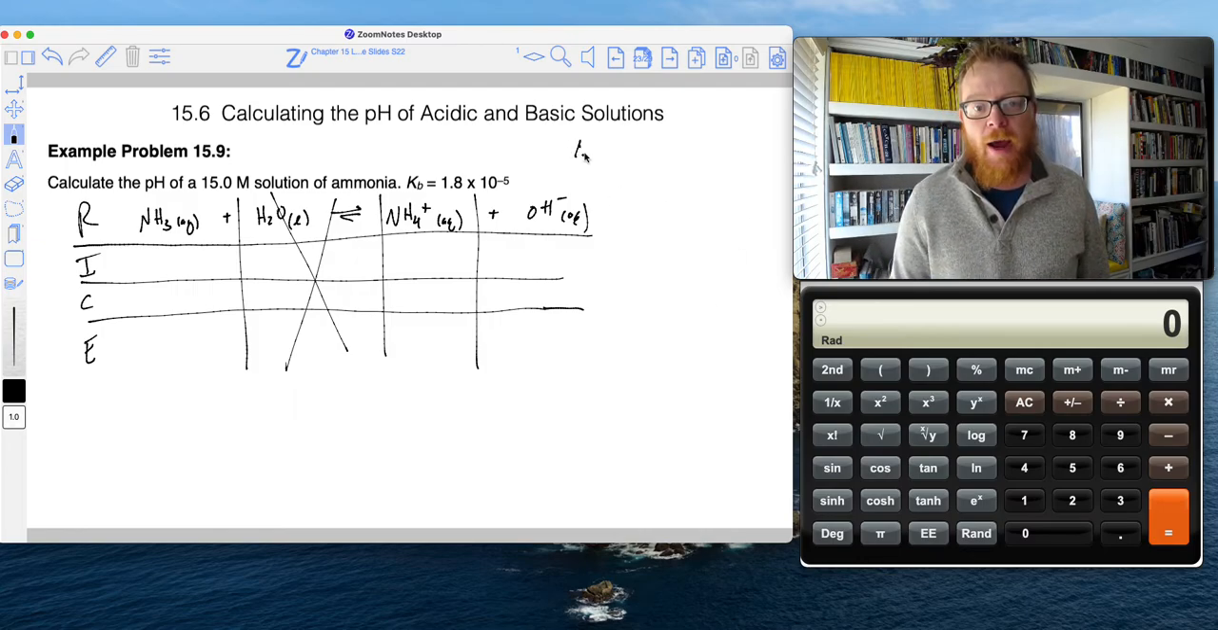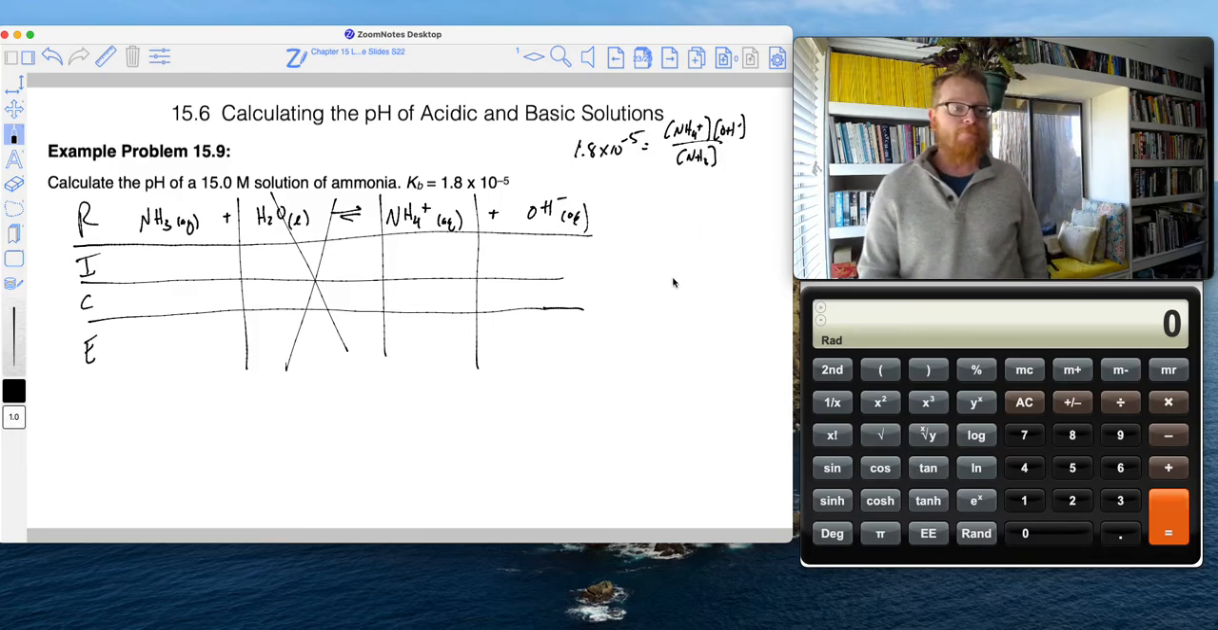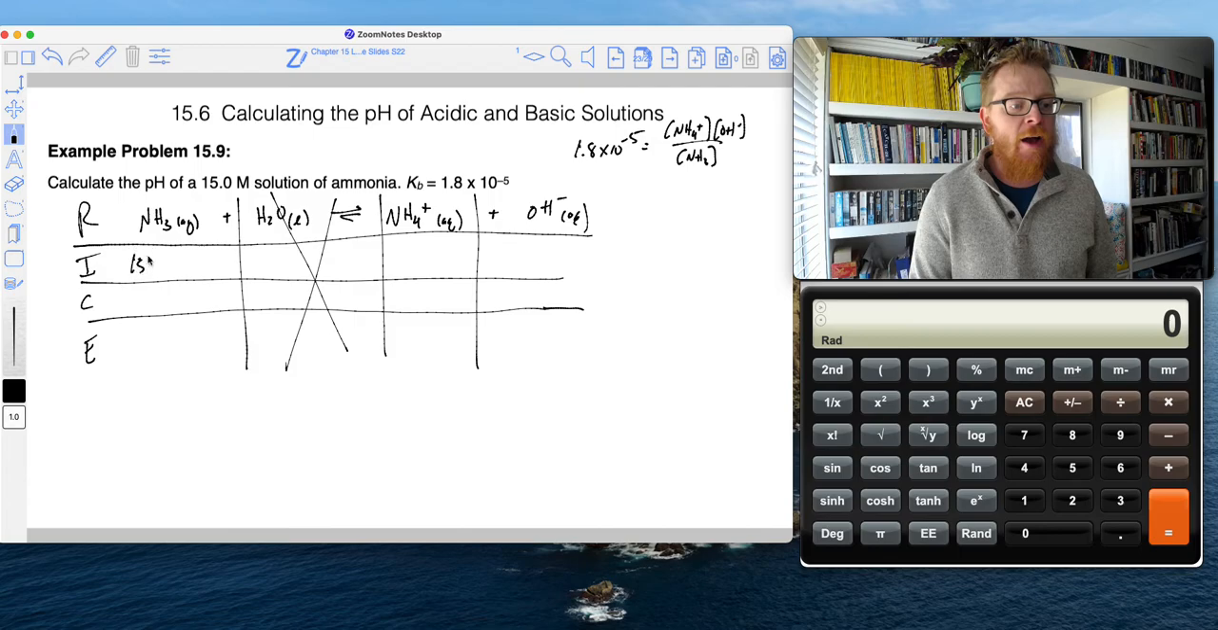So just as a reminder, we know that equilibrium expression is going to be Kb, which equals 1.8 times 10 minus 5. And that's equal to the ammonium concentration, NH4 plus, times OH minus, all divided by the ammonia concentration. We were told that that's a gigantic 15 molar. So I'm expecting this is going to be very basic. So we'll assume that's 0 and 0 to begin with.